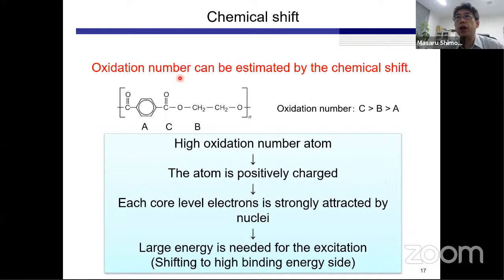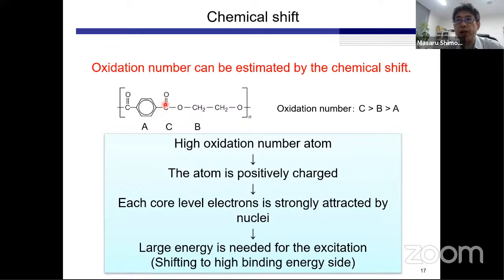So the chemical shift is explained like this. If there is a high oxidation number atom, the atom is positively charged. That means removal of the valence electron, so each core level electron is strongly attracted by the nuclei. This is a point. By positive charging, for example, here, the electrons are moved to the oxygen.